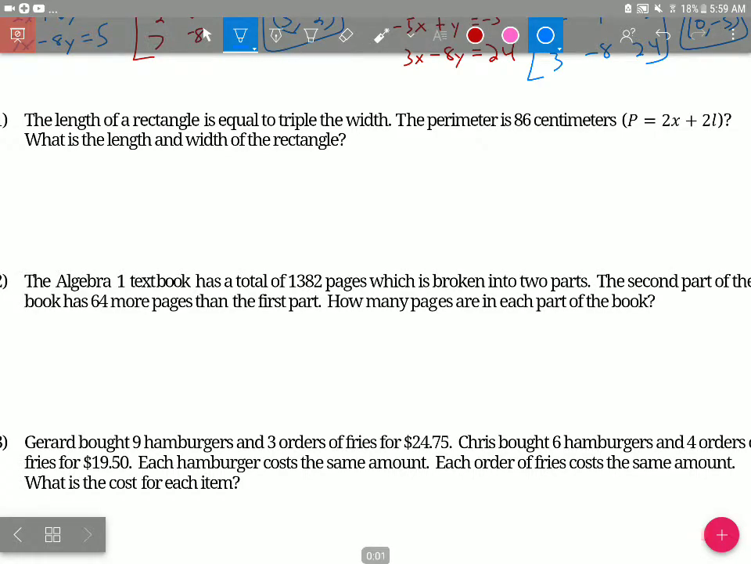Alright, the length of a rectangle is equal to triple the width. The perimeter is 86 centimeters, and that gave you the equation for perimeter right there. What is the length and width of the rectangle?